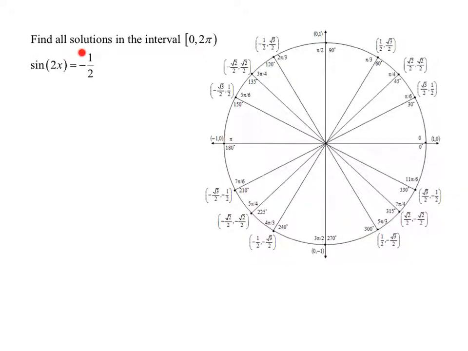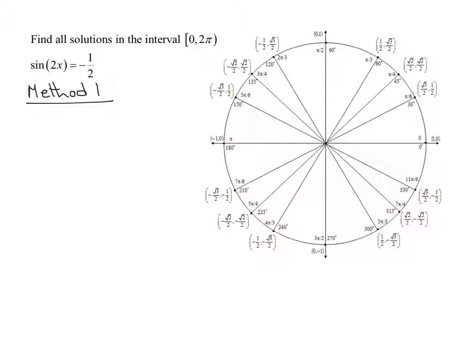In this problem, we need to find all solutions in the interval 0 to 2 pi, that means we're in radians, of the sine of 2x equals negative a half. There are two different ways of solving this problem. I'm going to show you both, and it's up to you to decide which one you like the most. And both of them are going to use the unit circle.